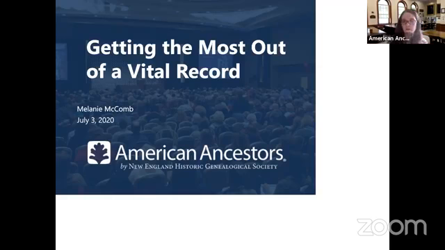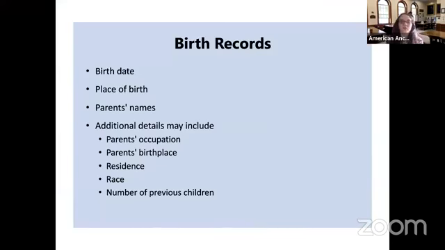So let's get started. Okay, so we're going to be primarily talking about birth, marriage, and death records today. So with birth records, we start with the obvious. We have the name of a child that is born, we have their birth date, their place of birth, and hopefully we have parents' names.